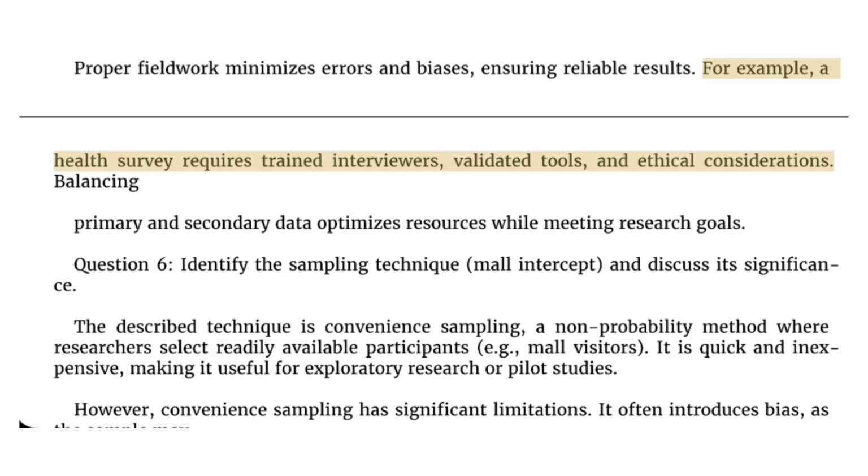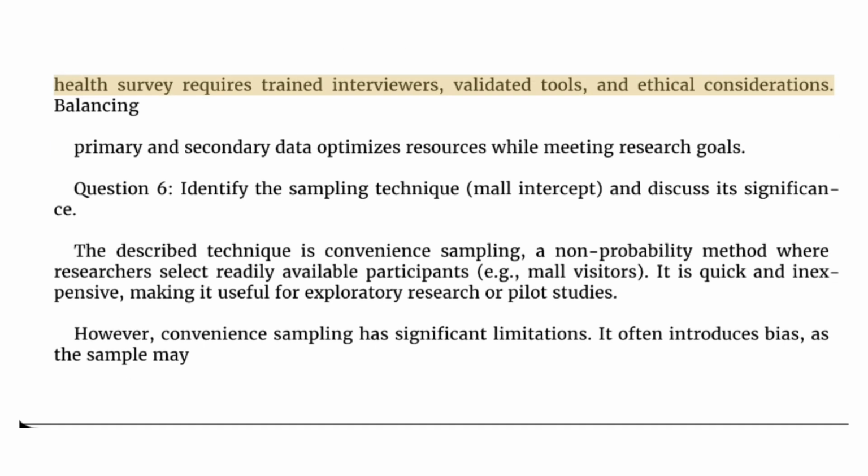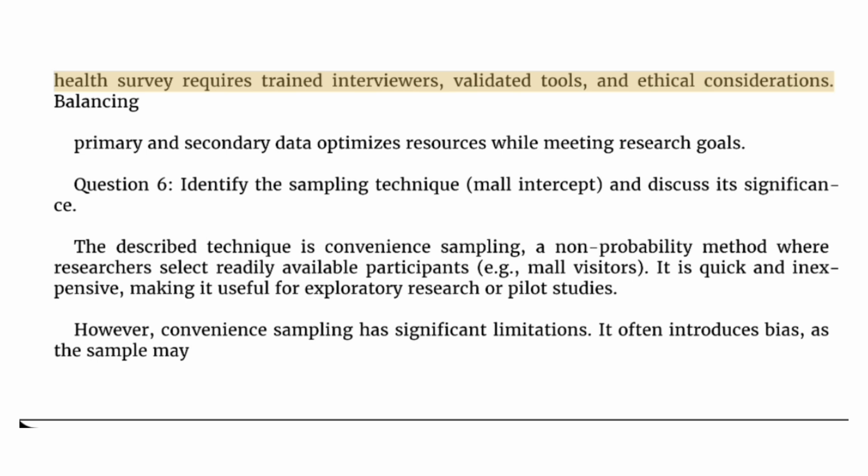For example, a health survey requires trained interviewers, validated tools, and ethical considerations. Balancing primary and secondary data optimizes resources while meeting research goals. Question 6. Identify the sampling technique, intercept, and discuss its significance.